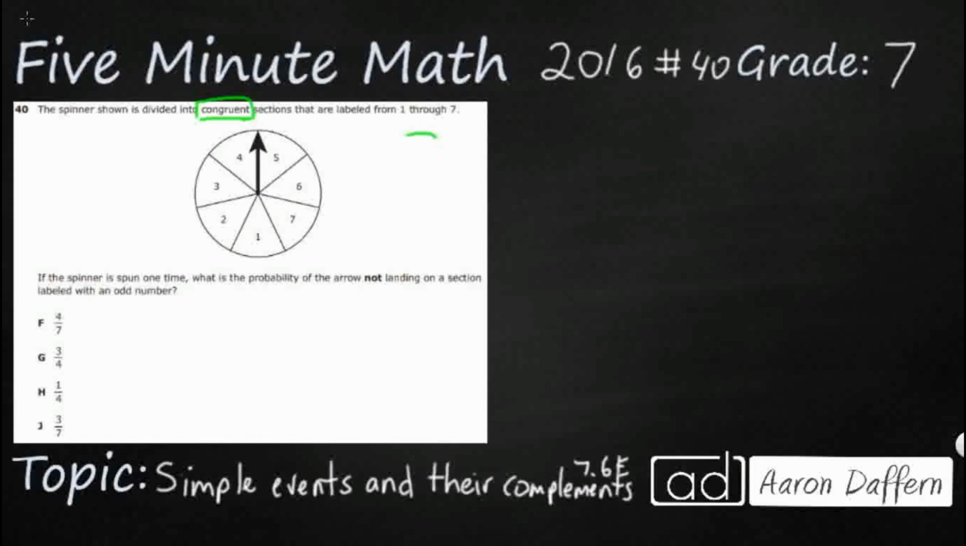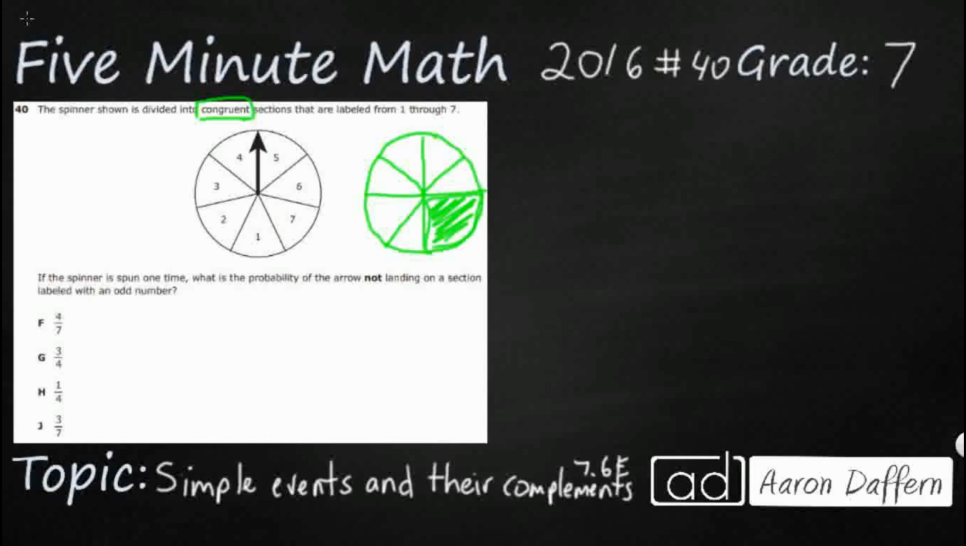If for some reason we were to get a spinner and it kind of looked like this, where I've got 7 sections, but as you can tell, this section right here is a lot bigger than the others, we couldn't do any probability if they're not equal sections. So the fact that they are congruent is very important.